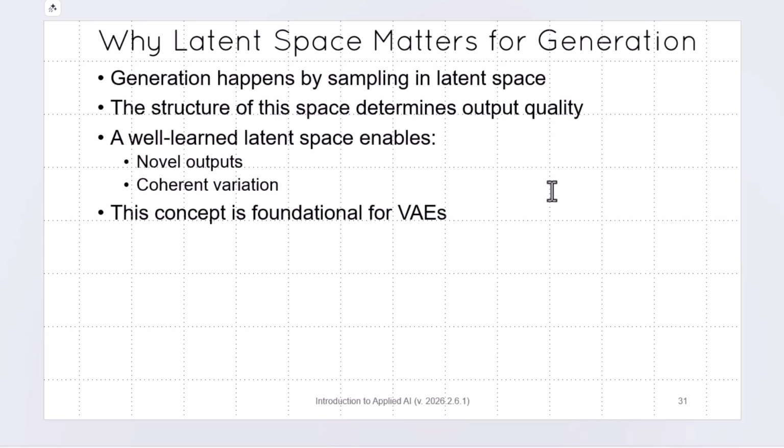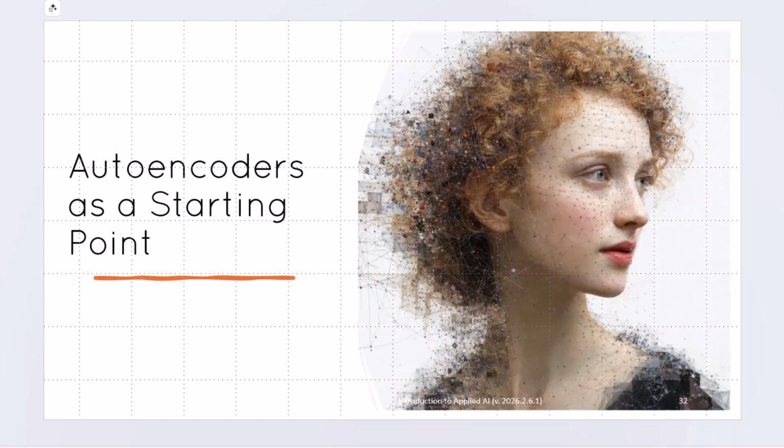So why does latent space matter for generation? Generation happens by sampling in the latent space, and the structure of this space determines output quality. A well-learned latent space enables novel outputs, meaning unique or new outputs. That's what we mean when we say novel in this context. It also enables coherent variation, and this concept is foundational for variational autoencoders.